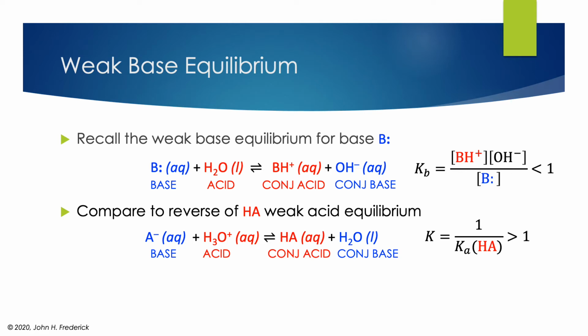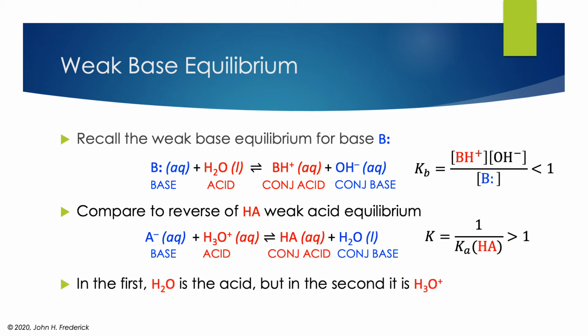Now since Ka is usually a number that's less than 1, if I divide by Ka, I'm going to get an equilibrium constant now that's much greater than 1. So in other words, for a weak acid and its conjugate base, this is a reaction we would expect to go very fully to the right-hand side. Now, what I'm really after is something a little different from this, and I want to point out the difference between these two reactions. In the weak base equilibrium, the acid is served by H2O, whereas in the second reaction, the acid is served by the hydronium ion.